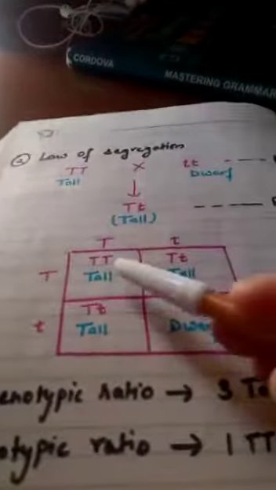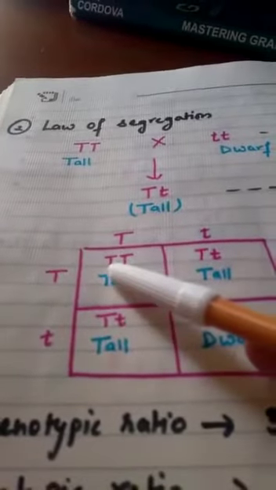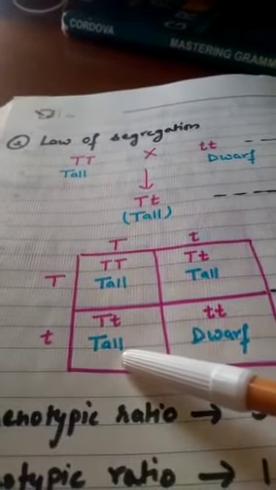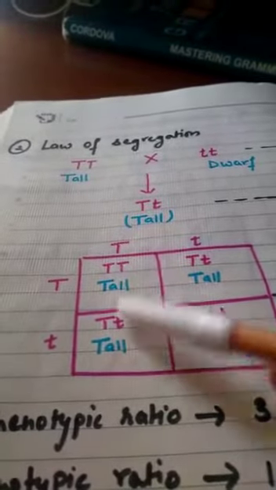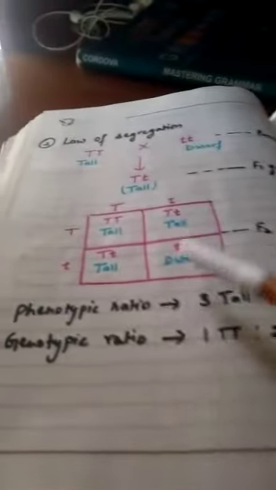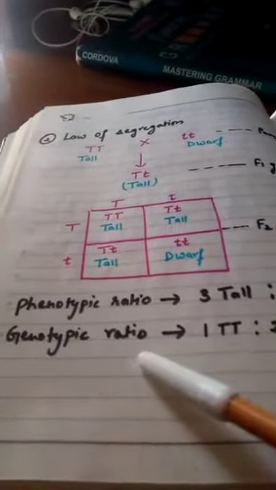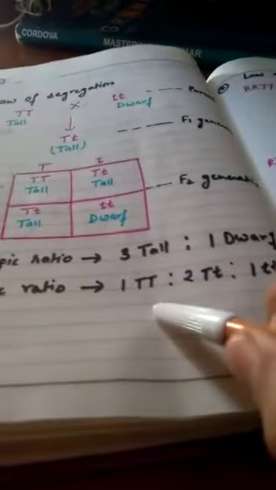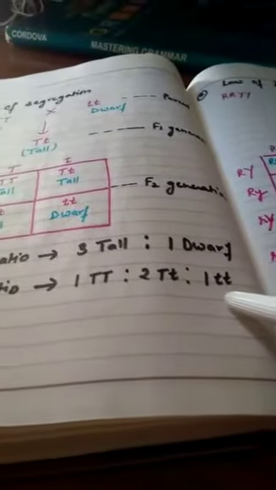Genetic means you can see that these two plants, this is capital T, capital T, it is tall. This is capital T, small t, it is also tall. So their genotype is different but their phenotype is the same, right? Now on the basis of this we can find out the phenotypic ratio and genotypic ratio. Phenotypic ratio: three plants are tall, so 3 tall to 1 dwarf. This is called the phenotypic ratio. Genotypic ratio is 1 capital T capital T, 2 capital T small t, 1 small t small t.